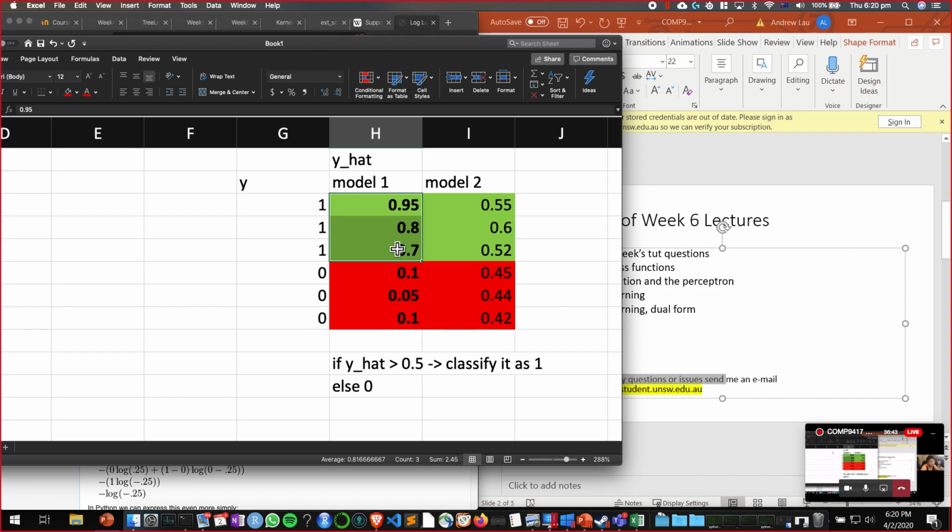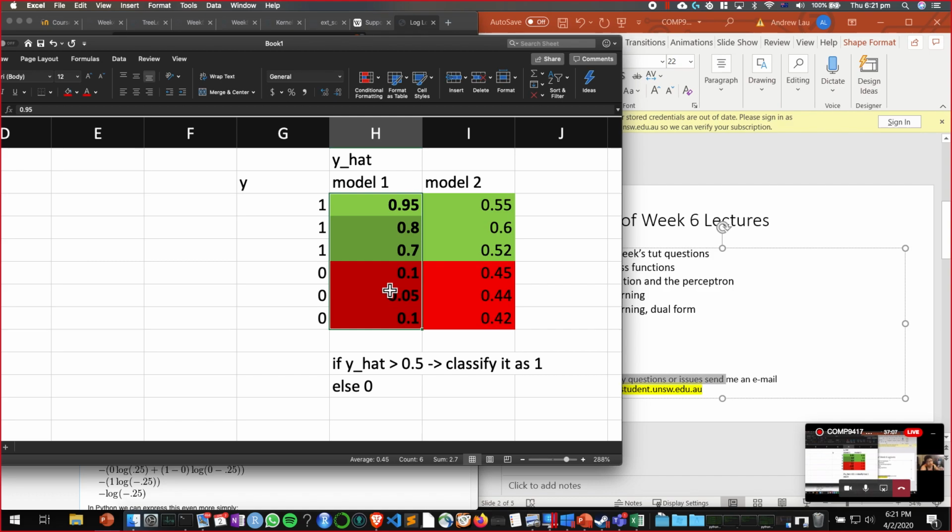This one is far more certain. Look, we're really confident it's a 1, and it is a 1. And this one, we're really confident it's a 0, and it is a 0. This model is kind of in the middle. It's not as sure, it's sort of on the fence. So your loss functions, things like log loss, will capture this effectively.